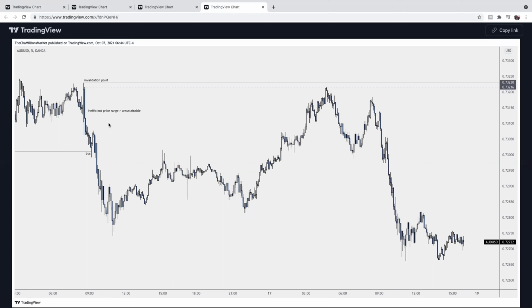As you can see here, price came back and filled this entire range of inefficiency, tapped the refined point of interest, the invalidation point remained intact, and then traded away significantly.